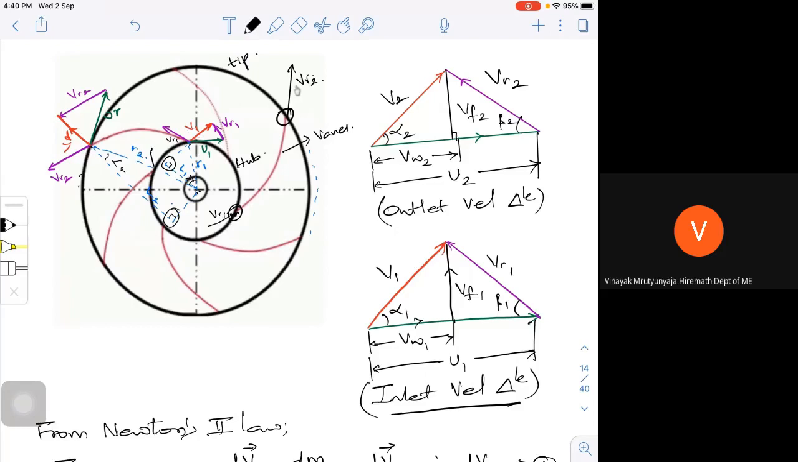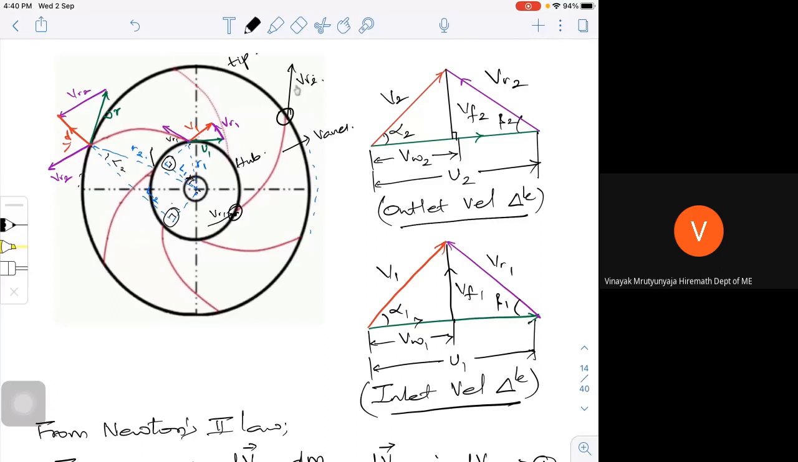Now I have these two velocity triangles. And how many velocity components do I have? I have five velocity components: V, VW, VF, VR and U. At the inlet, it is V1, VW1, VF1, U1 and VR1, and alpha 1 and beta 1, two angles. And what about the outlet triangle? I have V2, which is absolute velocity, VW2, VF2, U2, and VR2. Five velocity components at the inlet, five at the outlet. So this is the maximum we can have.